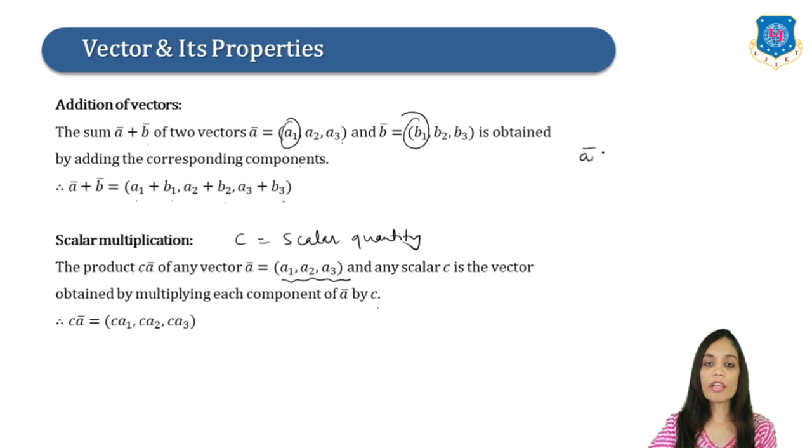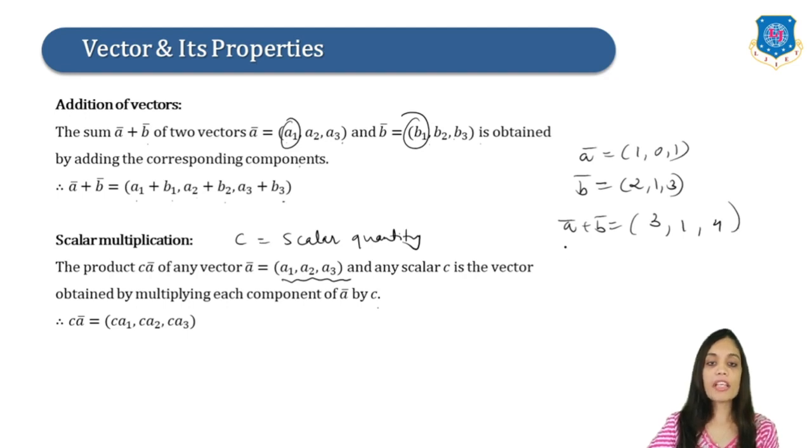So if I have vector a bar as 1, 0, 1 and vector b bar as 2, 1, 3, what will be my a bar plus b bar? We just have to add them, right? So 1 plus 2 is 3, 1 and 4. You have to add component-wise. And if I take my c as 4 and find c a bar, you just multiply by 4, so it will be equal to 4, 0, 4. Fine, so this is vector addition and scalar multiplication.